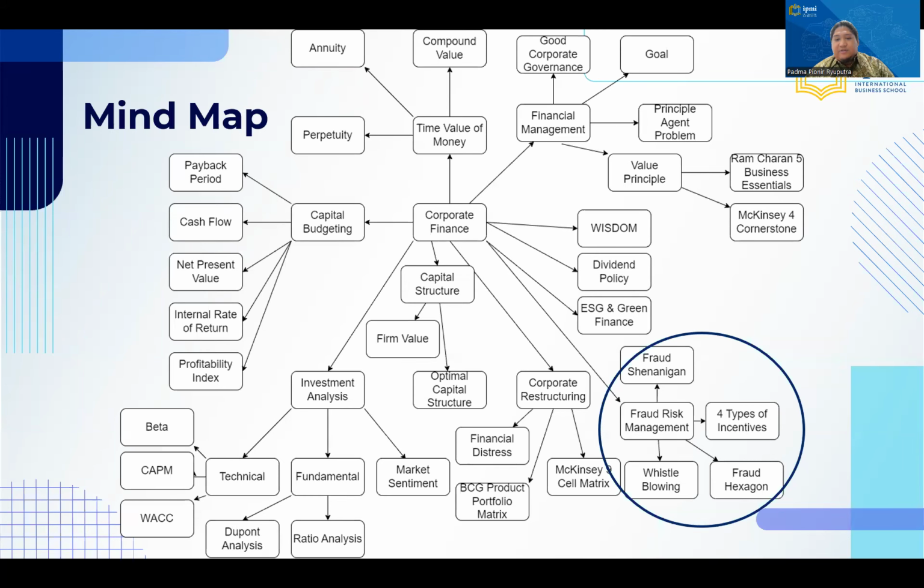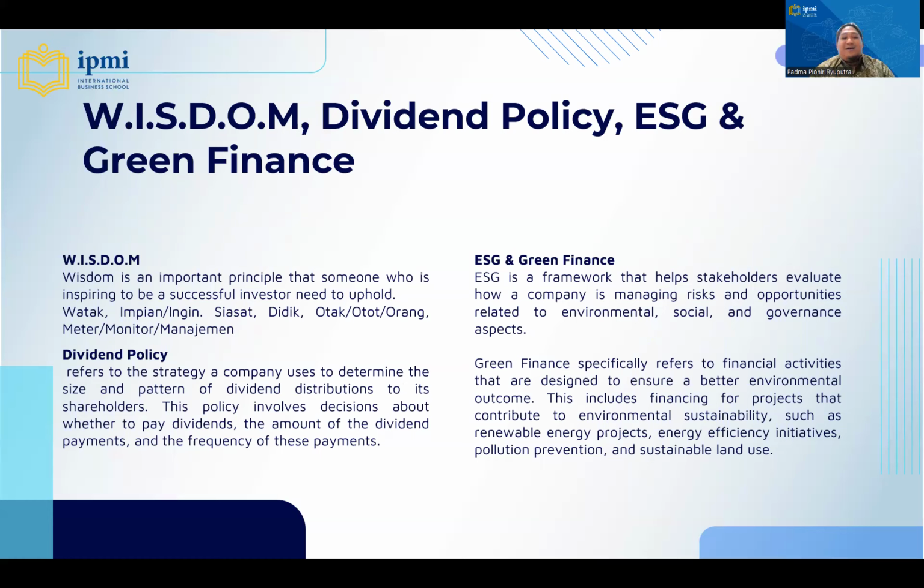Now, the last part of my mind map is about WISDOM, dividend policy, and also ESG and green finance. WISDOM is an abbreviation, an important principle that someone aspiring to be a successful investor really needs to uphold, I think. It consists of watak, impian, ingin, siasat, didik, otak, otot, orang, meter, monitor, and management.